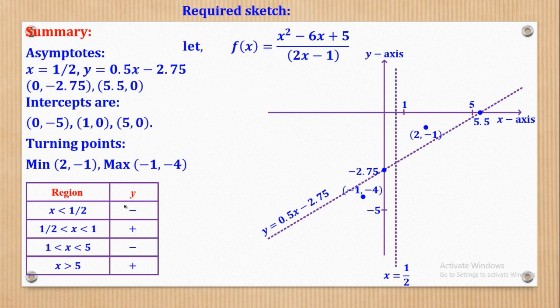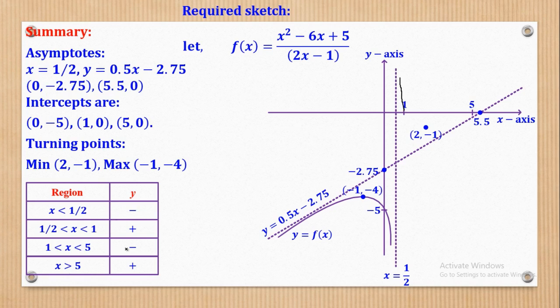Then now we shall draw. For this one, less than 1/2 is negative, so the whole of this will be negative. It doesn't touch that asymptote, so it will just go downwards. Then here, between 1/2 and 1, it is positive, so it comes like that, positive, above the x-axis.